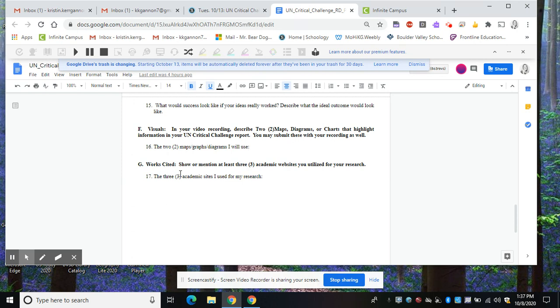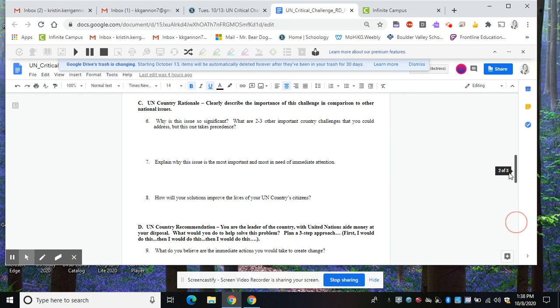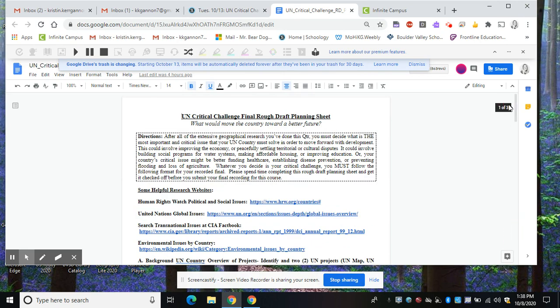For your work cited, because this is an academic research project in high school, we're asking that you defend where you got your sources. What is your bibliography? You need to defend at least 3 academic sources of information. You can either tell us about these sites and where you got your information, or you could upload your works cited or bibliography with your visuals. And then you are going to submit this to the portal on Thursday.